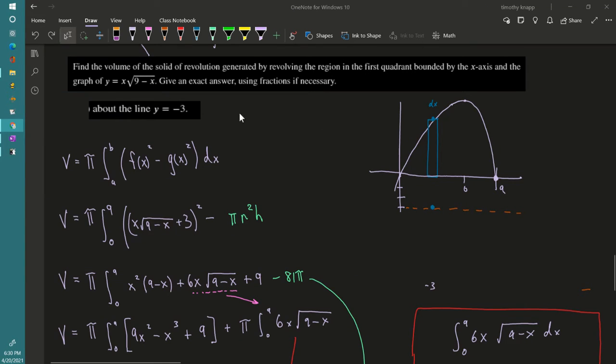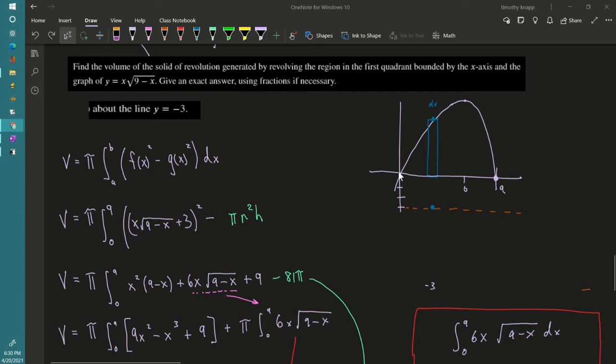Hi there. So we're looking at finding the volume of a solid of revolution generated by revolving the region in the first quadrant bounded by the x-axis and this graph. So here's this graph. It goes from the origin down to 9, and it stops. But the trick of this question is they want you to revolve this around the line y equals -3.